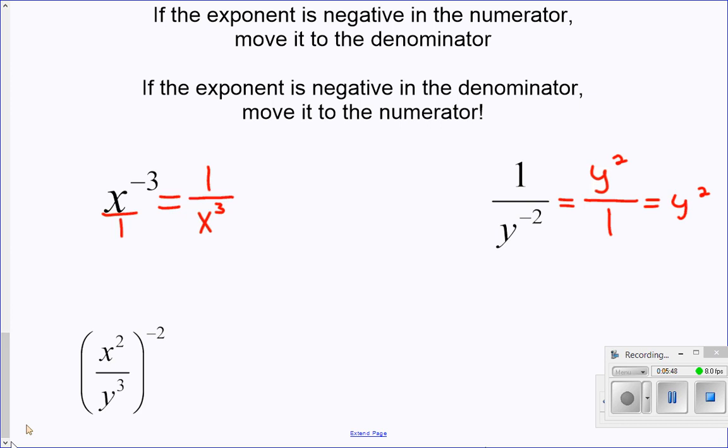So we have x squared to the -2 over y cubed to the -2. So we're first going to distribute the exponent of -2, which gives us x to the -4th over y cubed to the -2, which is y to the -6th. So because I have a negative exponent in the numerator, it moves to the denominator and becomes a positive exponent, and the denominator exponent moves up to the numerator with a positive exponent, and that is our final answer.